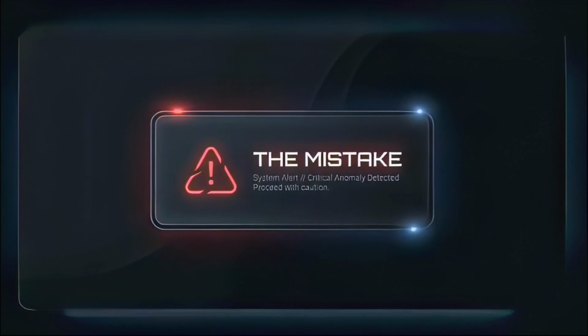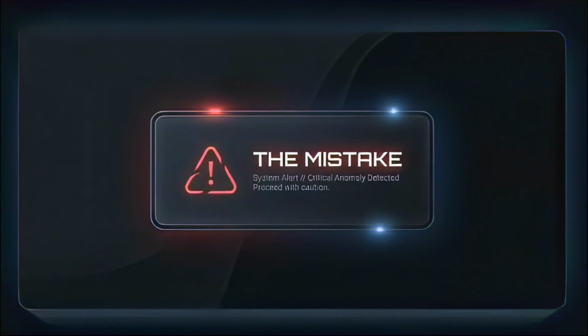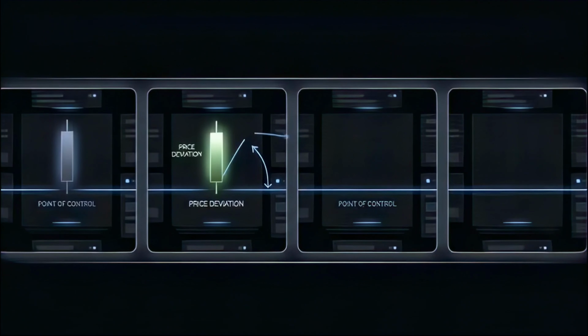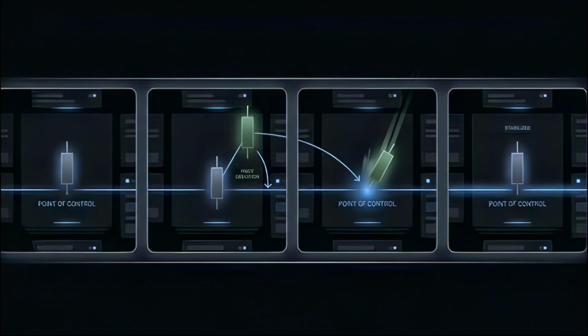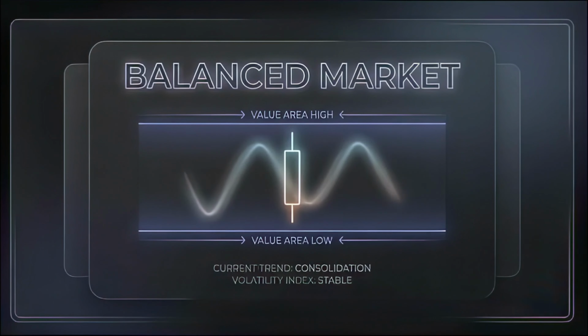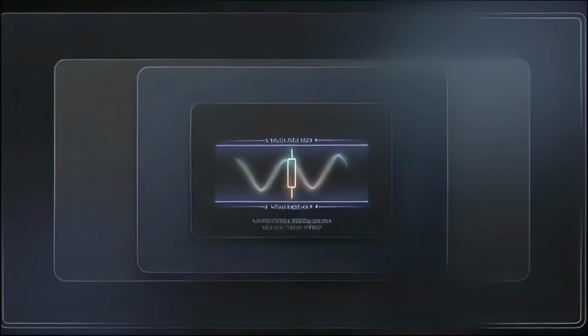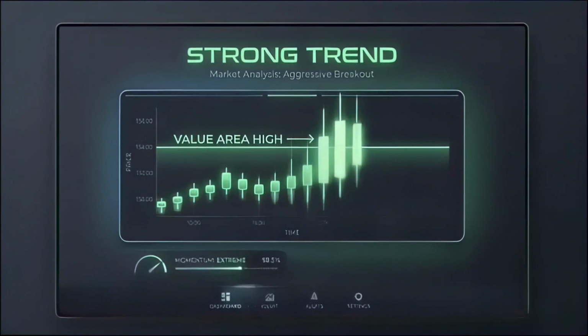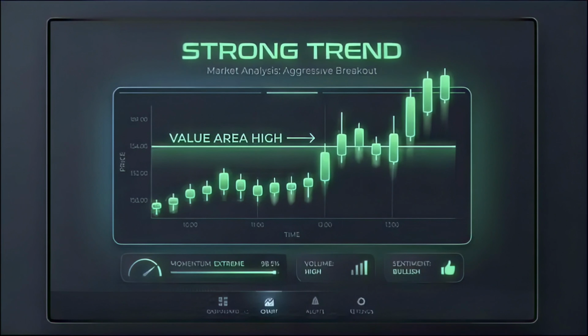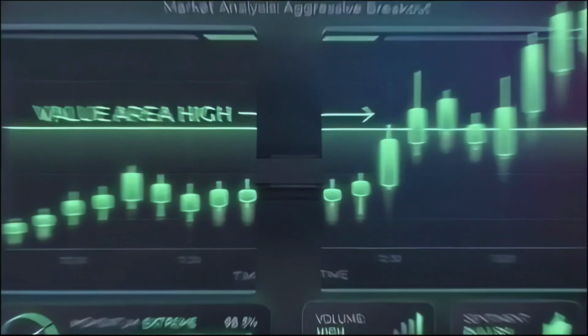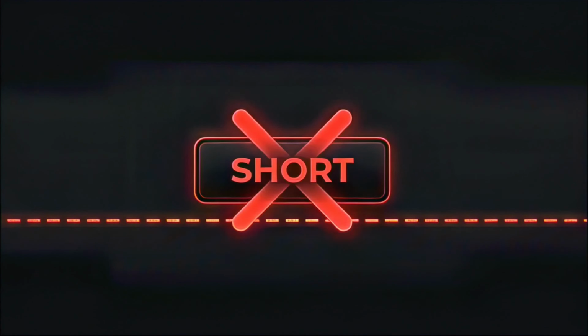Now, the mistake I promised you, the one that quietly turns this tool against you. This is a mean reversion strategy. It assumes price is going to snap back to fair value, and most of the time, in a balanced market, it does. But in a strong, powerful trend, price can blow straight through the value area high and just keep going for days. So if you blindly short every time price looks expensive in a raging uptrend, you are going to get run over.